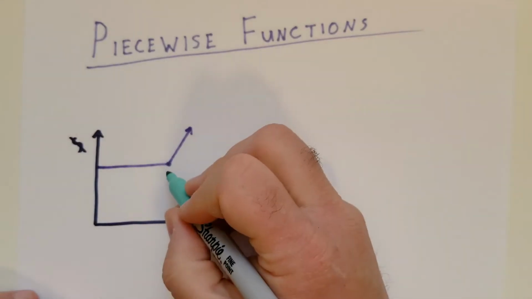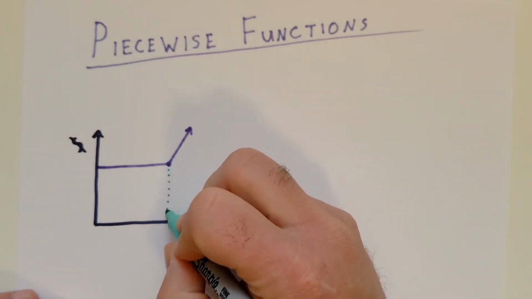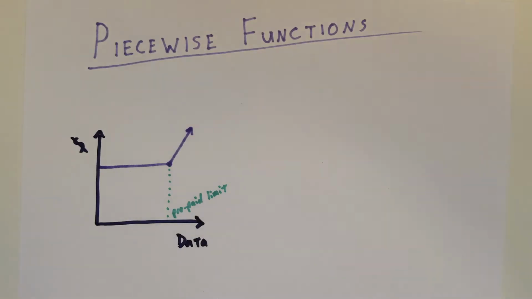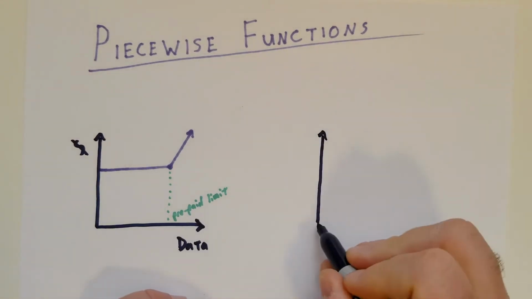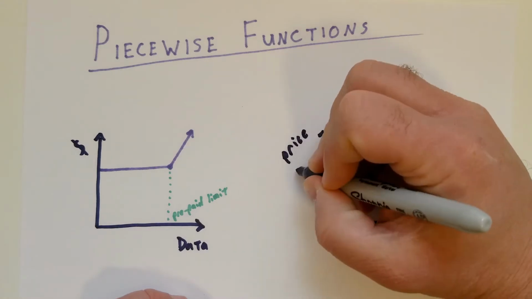The price you pay is a function of the data you use, but the function rule changes when you hit your prepaid data limit. Let's look at another example.